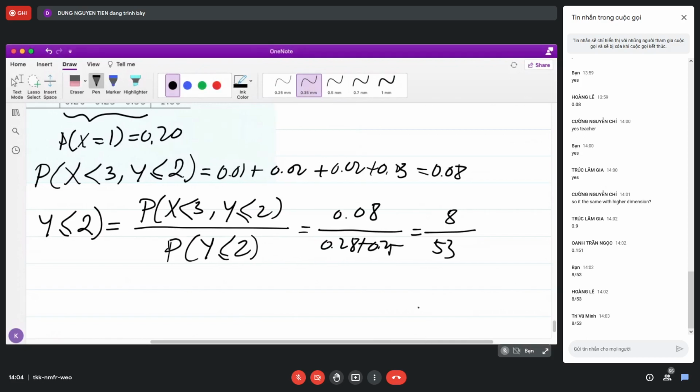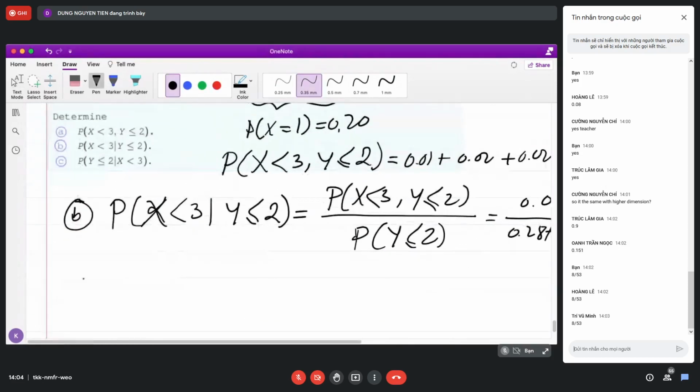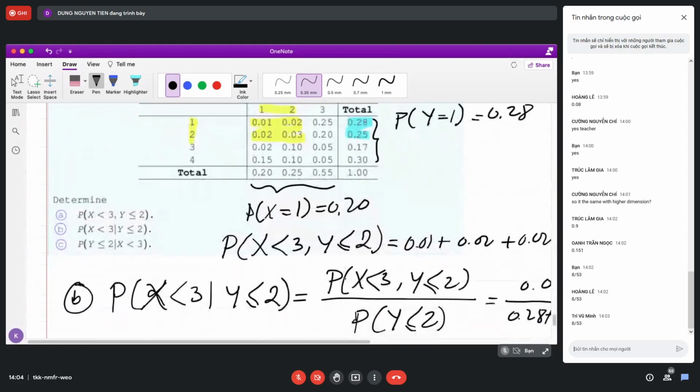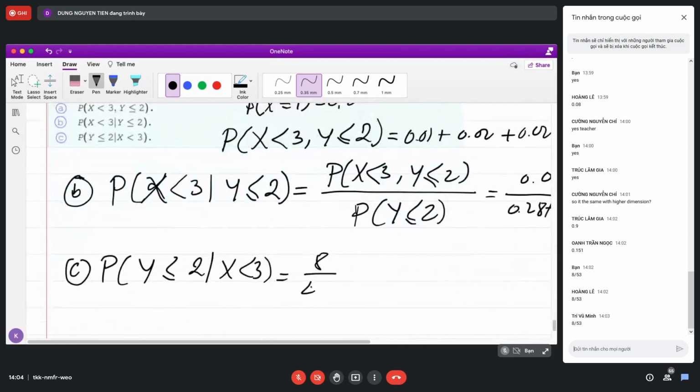Okay. For the last question, the probability that y is less than or equal to 2, given that x is less than 3, you can use similar arguments to see that it is basically 8 over 45. Okay, you can double check on that. Do you understand? Is that clear?